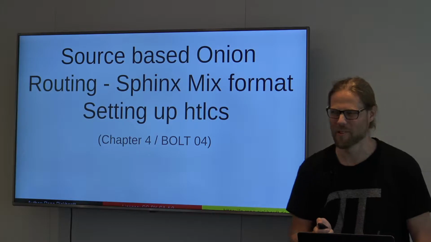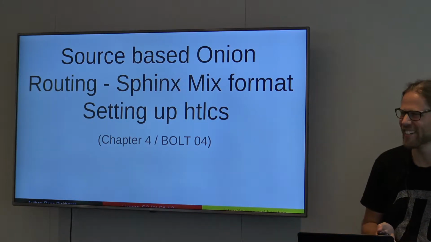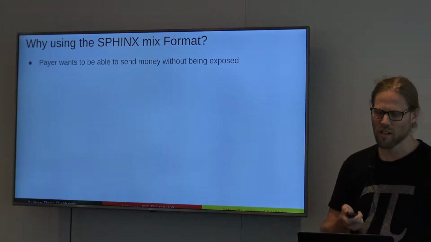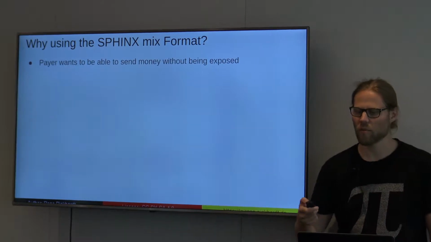And I don't envy you, because I think it's a very technical paper and incredibly difficult to read. So why are we using the Sphinx mix format? Well, the payer wants to be able to send money without being exposed, right?